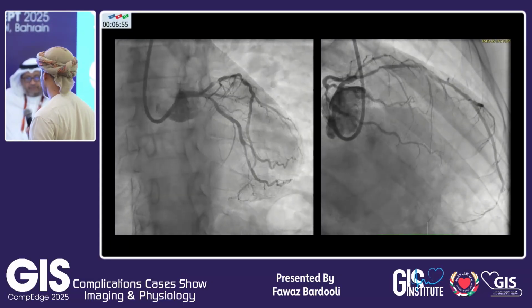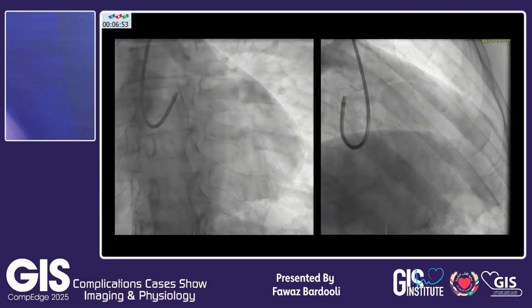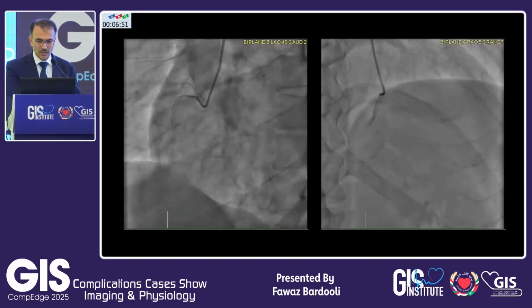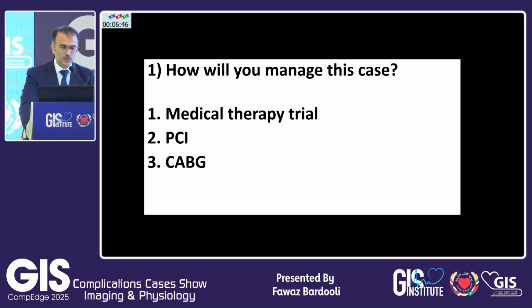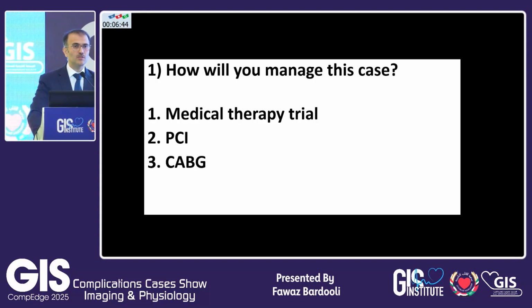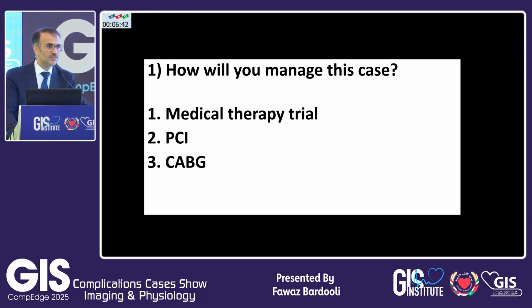Good, thank you. Now I want a show of hands: how will you manage this case? Who's going to treat him medically? He has good LV function, an MPI positive, some angina symptoms. Medical therapy, raise your hand. Oh, definitely, I am in the intervention group. Okay, fine. Second question, who's going to go for a PCI? Perfect. And who's going to take the patient for CABG?